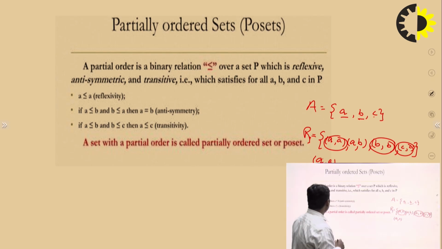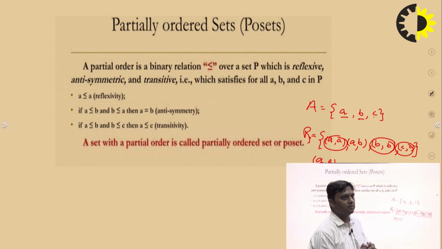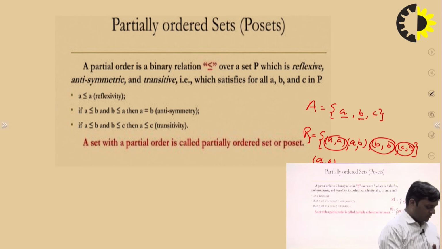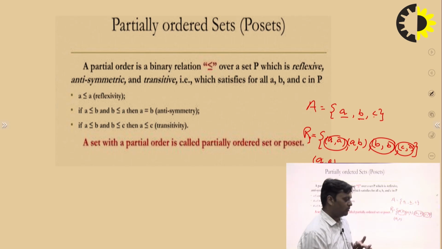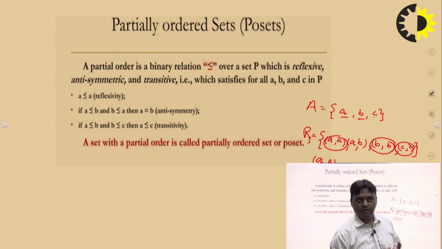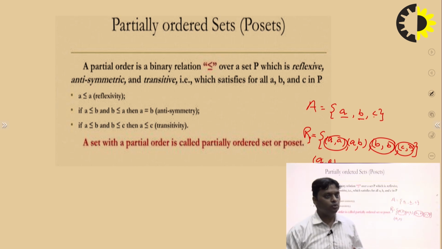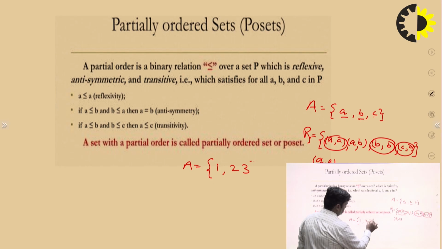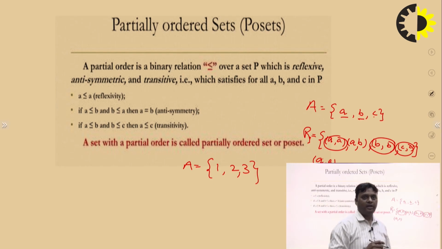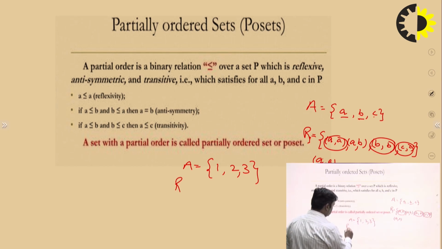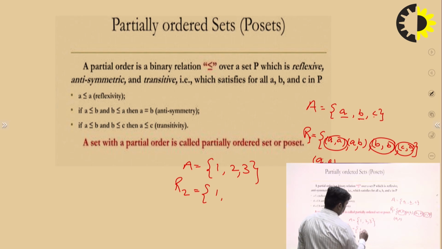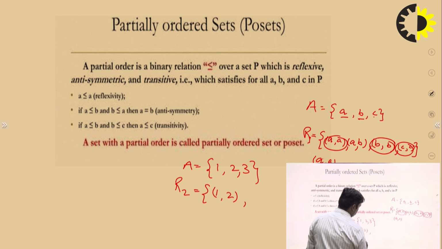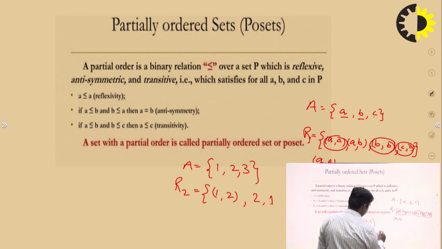The second one, antisymmetric. A relation is antisymmetric if the relation has (A, B) and (B, A), then A should be equal to B. For example, a set A has elements 1, 2 and 3 and relation R2 is given here: (1, 2), (2, 1), (1, 3).